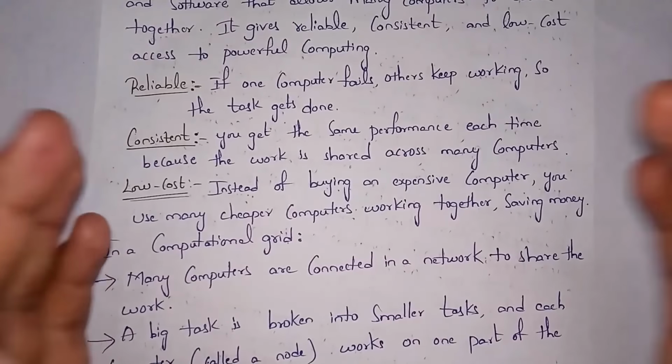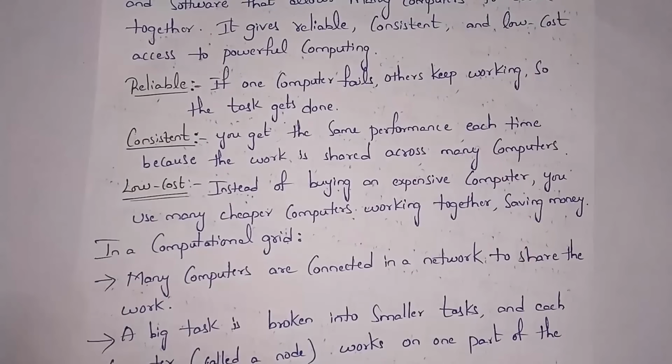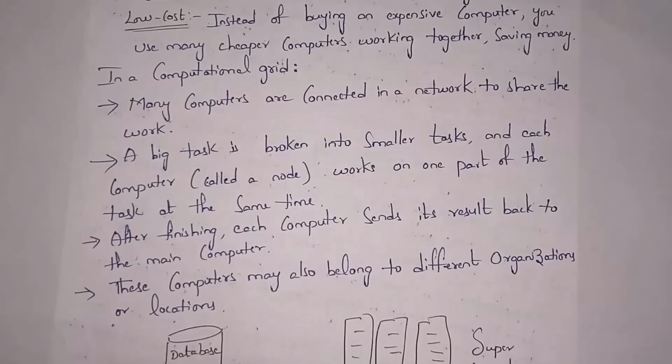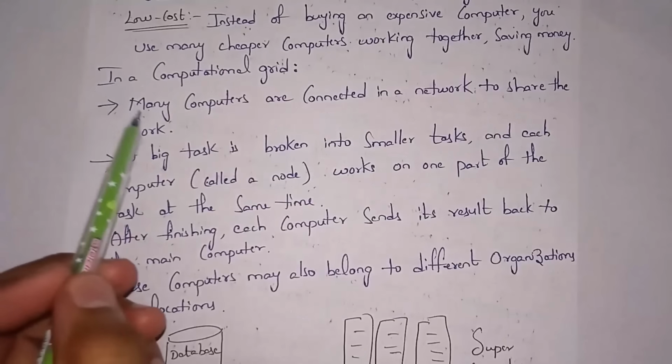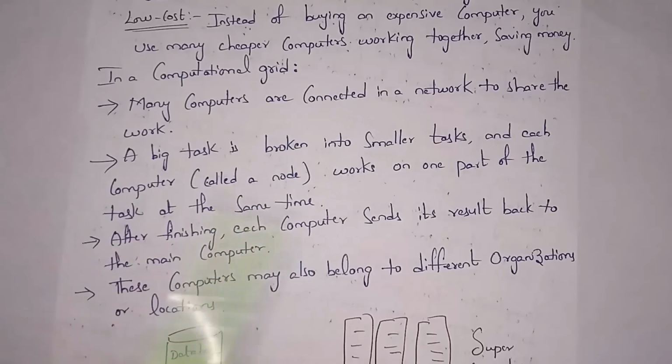Instead of purchasing one expensive big computer, we can purchase smaller computers at a cheap rate and then we can connect to those computers and use them. So which will save our money. In computational grid, many computers are connected in a network to share work.